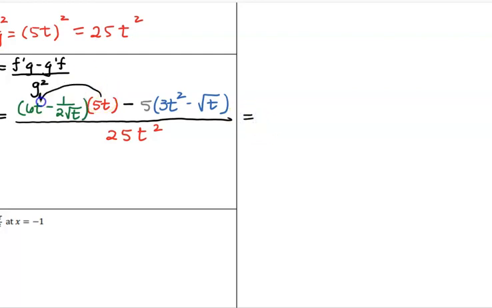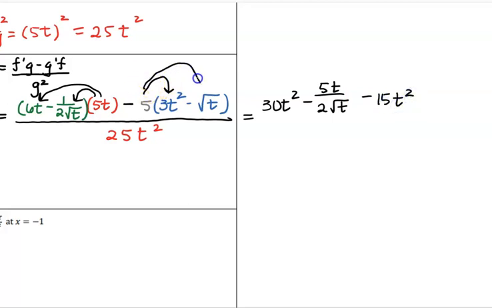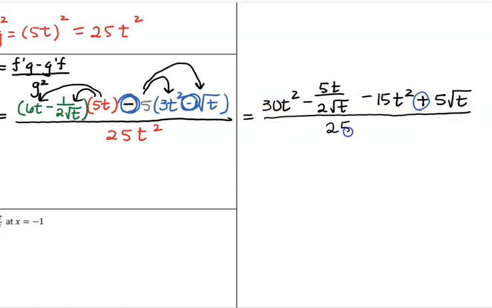So I'm distributing this 5t here, so I'm going to get 30t squared. Also distribute the 5t to the negative 1 over 2 root t to give us a negative 5t over 2 root t. I'm going to distribute this 5 to that 3t squared to give me a negative 15t squared. And I'm going to distribute this 5 to this negative root t to give me a positive 5 root t. Because remember, this right here was already negative, and that's negative. So that would give you a plus sign down there. And then in the denominator, we still just have 25t squared.